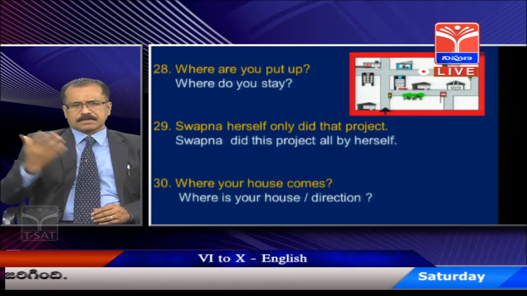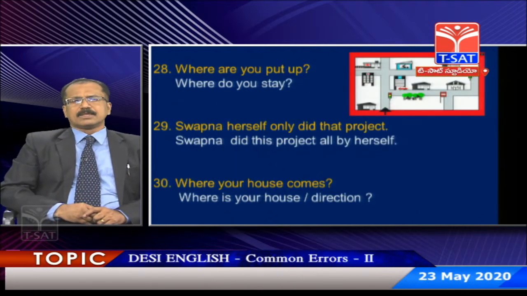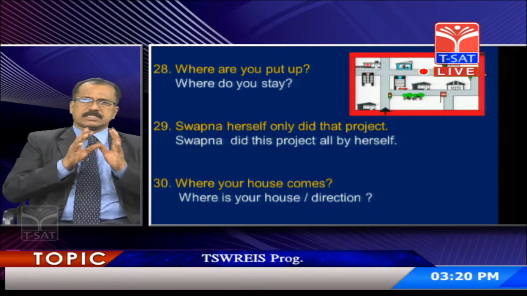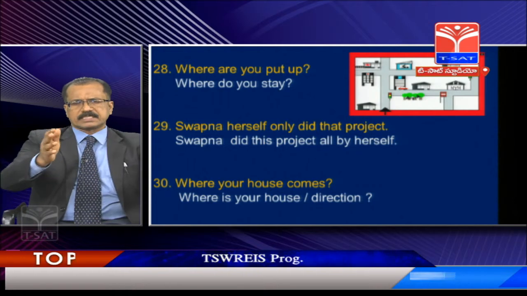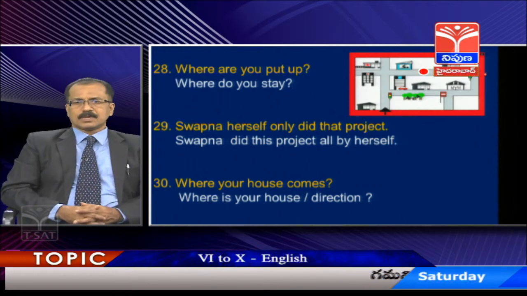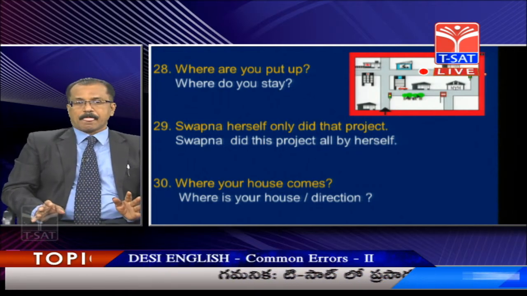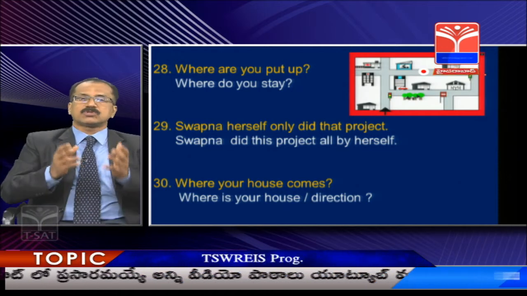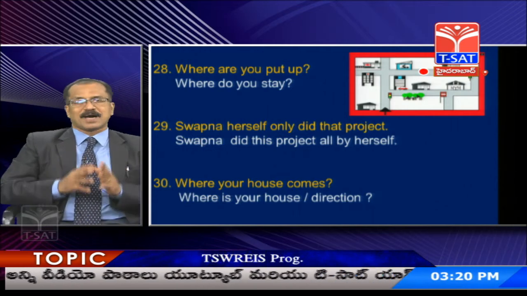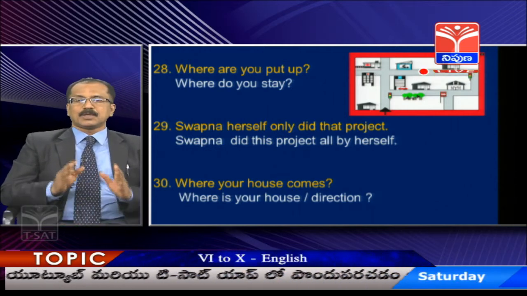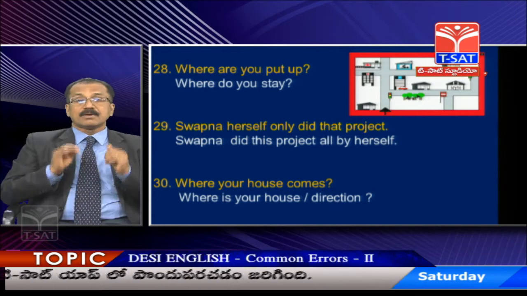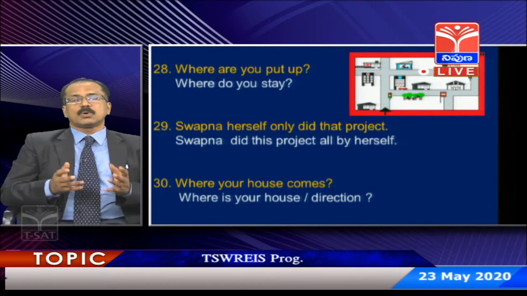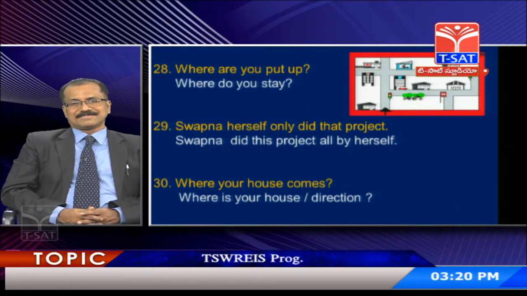The next one. Again, you want to find out where someone's house is, and very often even adults say, where are you put up? There is no put up. Where do you stay? Or where is your home? Or where is your house? That's all you should ask. Where are you put up? No, never. You should say, where do you stay? Where is your house? Or where is your home?